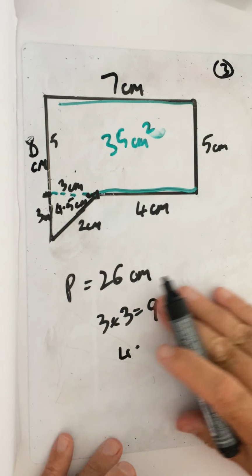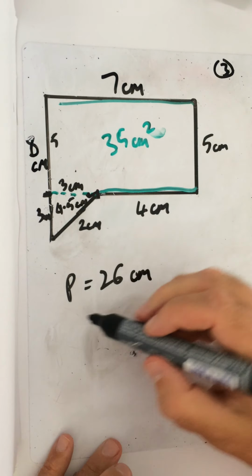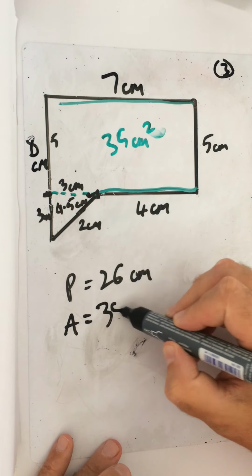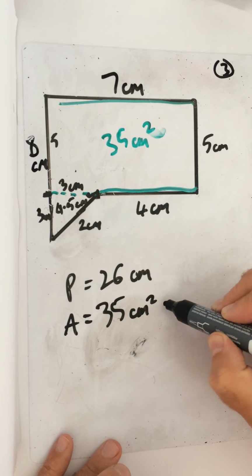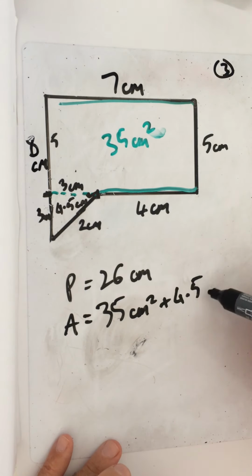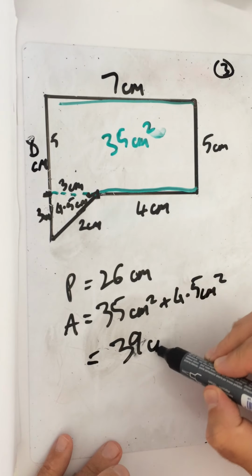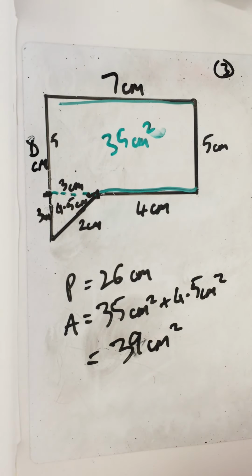So I add them together. 35 centimeters squared plus 4.5 centimeters squared equals 39.5 centimeters squared.